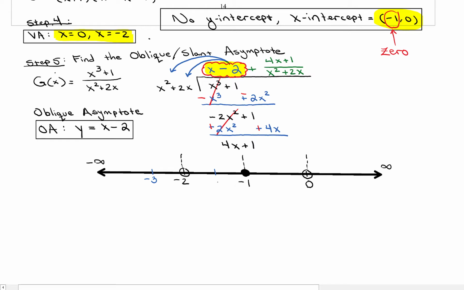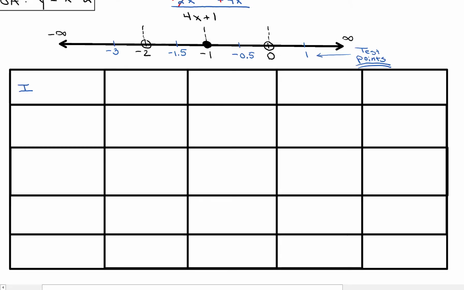In the next interval, I'm going to choose -1.5. In the next interval, I'm going to choose -0.5. And then the last one, I'm just going to choose a 1. Okay. Now we make our chart so that we can write out all of this good stuff that we got from using these test points. We're going to find out some good information that's going to help us graph this rational function.